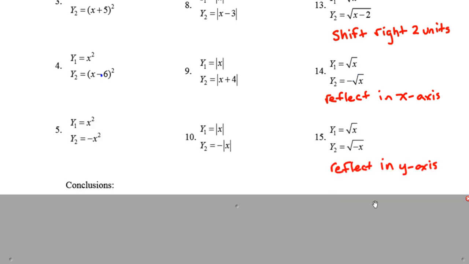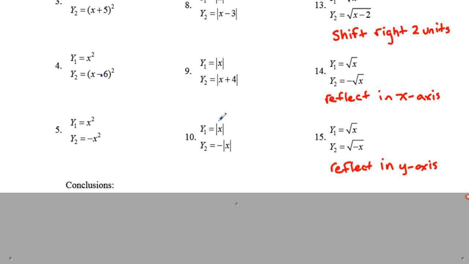This last one's a little curveball. You might not have been sure what to do and maybe you explored with it, but it turns out it reflects in the y-axis. You might say, well, why didn't we do that with 5 and with 10? Why didn't we reflect the parabola or the absolute value? Well, go ahead and try it.